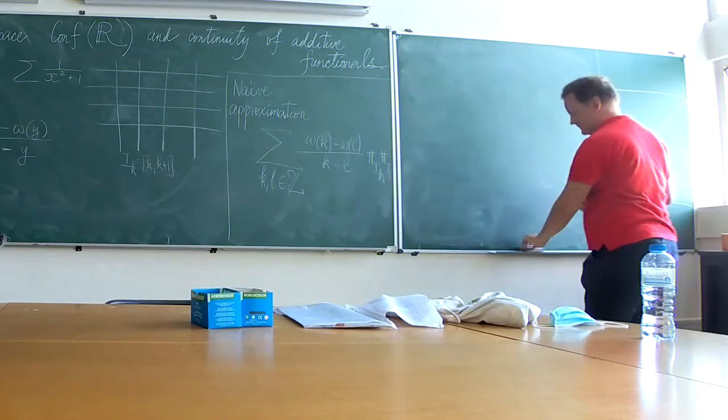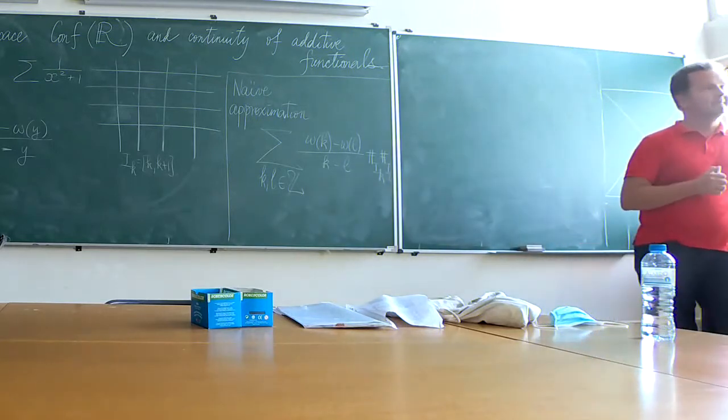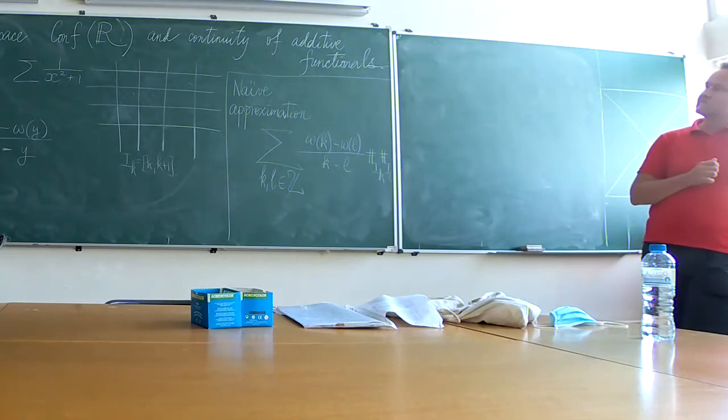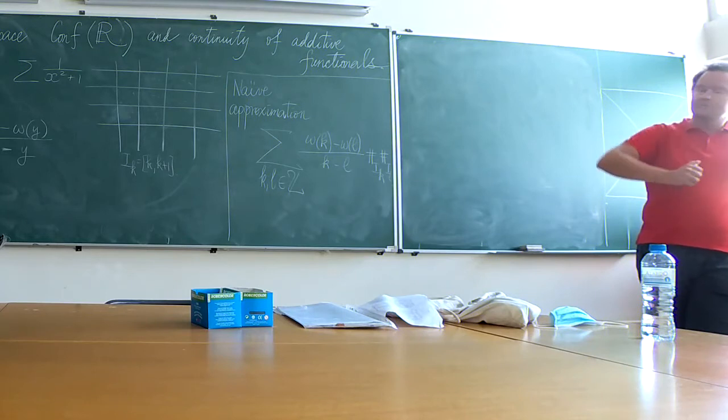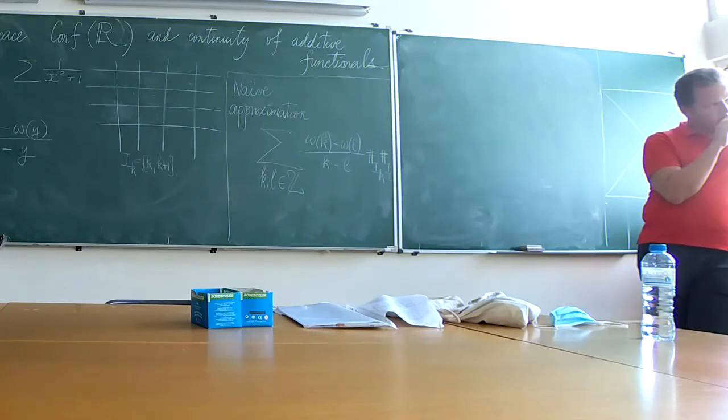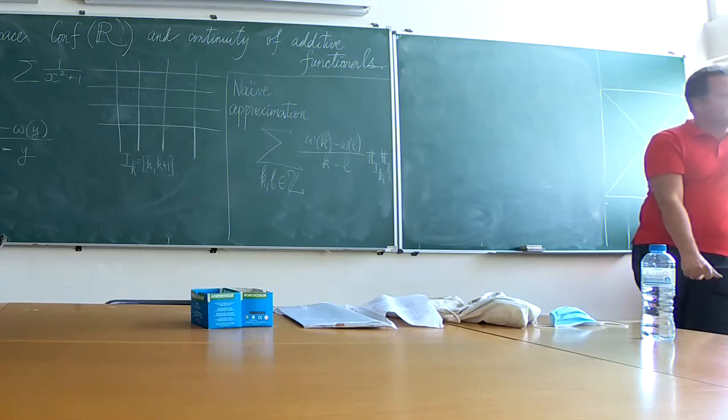So, let me ask you one question. You first defined the topology of the space of configurations. Then you said that the first additive functional is not continuous, so I need to make the topology stronger. But you're still going to define it. This is my question.